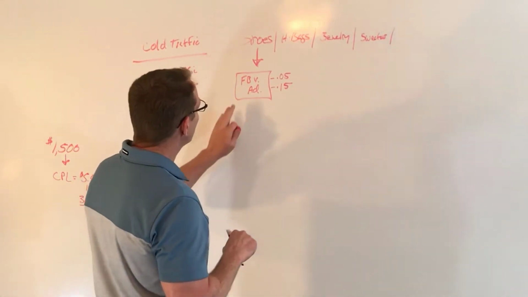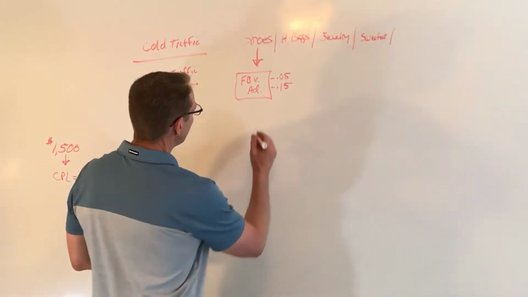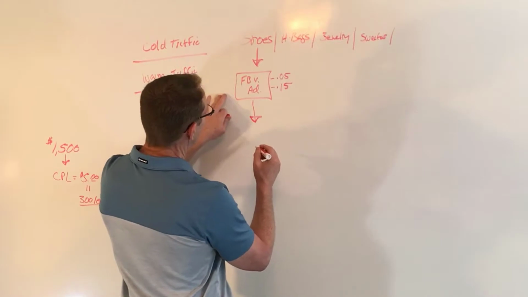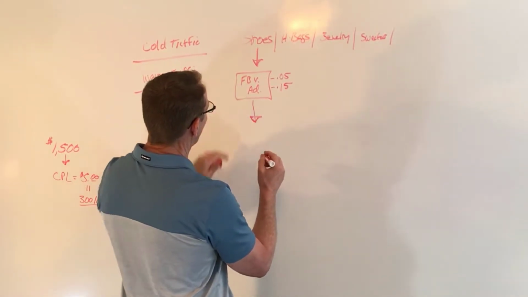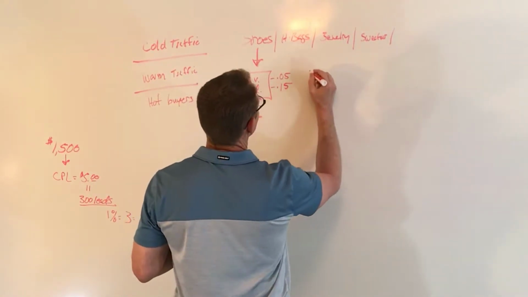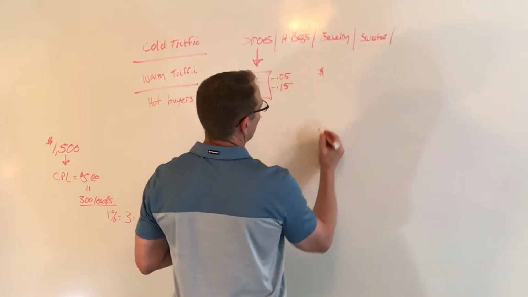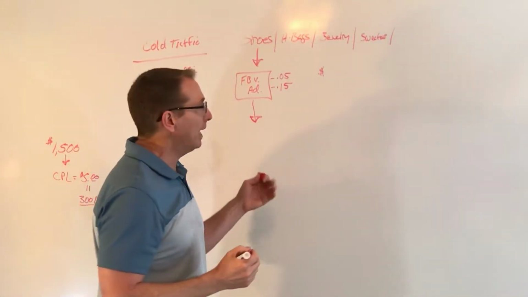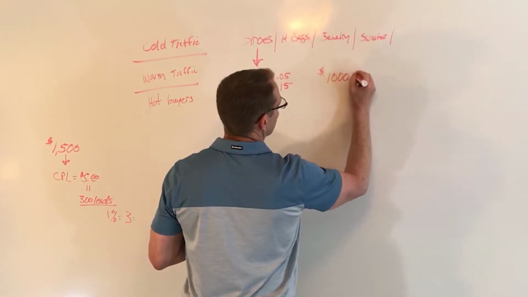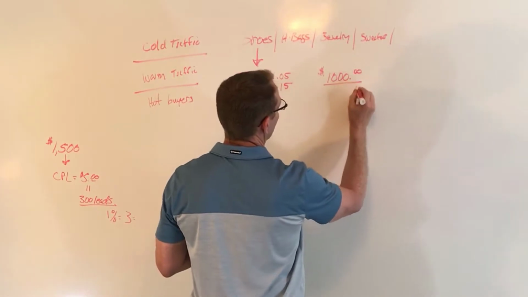So what's the next thing that we need to know here? You have to create the Facebook video ad, and now we need to know the cost. What's your budget going to be? What are you going to budget for this campaign? Let's just say, to keep the numbers easy to understand, we're going to do $1,000 on this campaign.